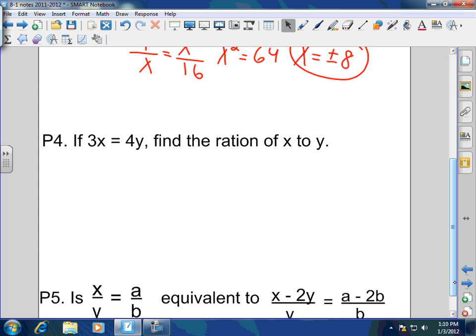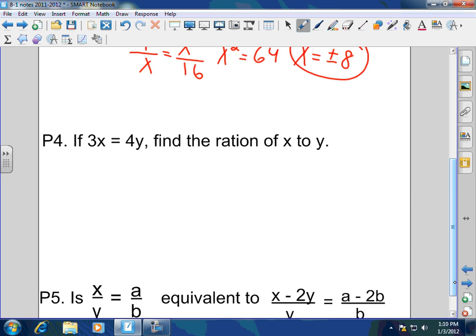All right. Now, if 3x equals 4y, find the ratio of x to y. Think about what the definitions gave us. Yes, sir? Like 4 to 3. Yeah, 4 to 3.